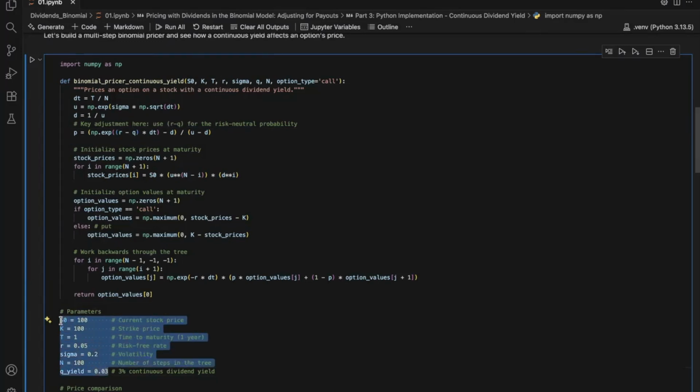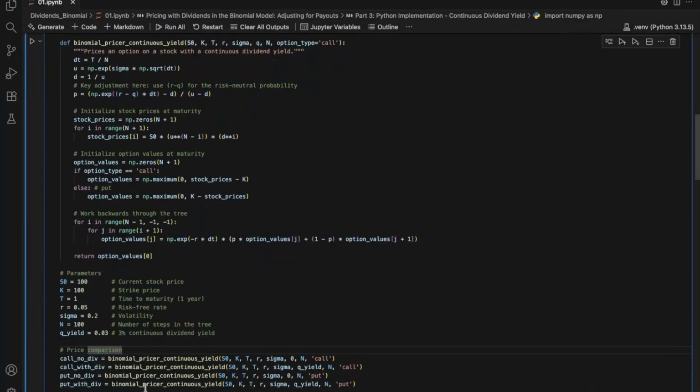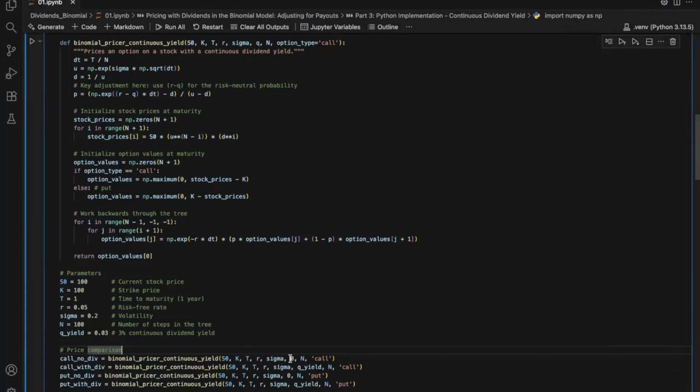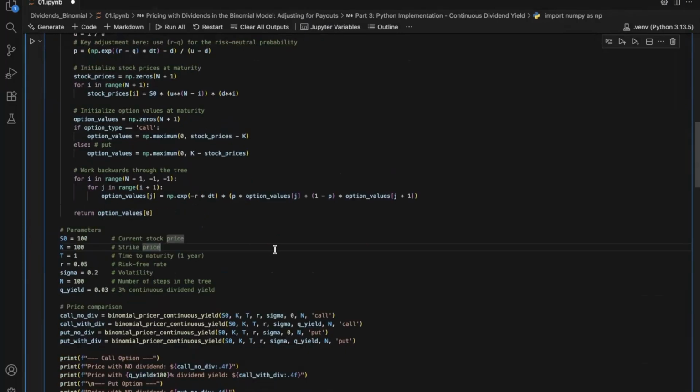We send the parameters we discussed earlier into this binomial pricer function. For a call with no dividend or a put with no dividend, we simply plug in the value of Q as 0. And for with dividends, we plug in the value of Q. So let's run this code.